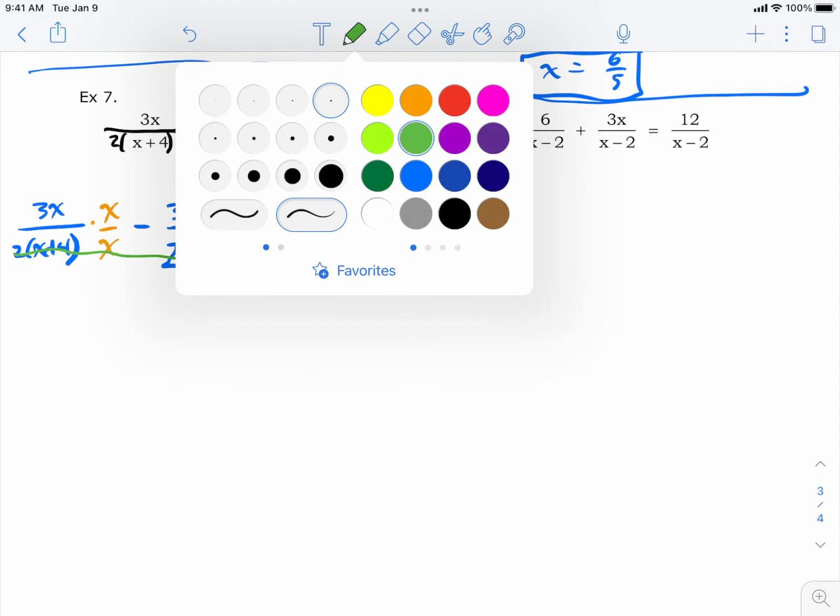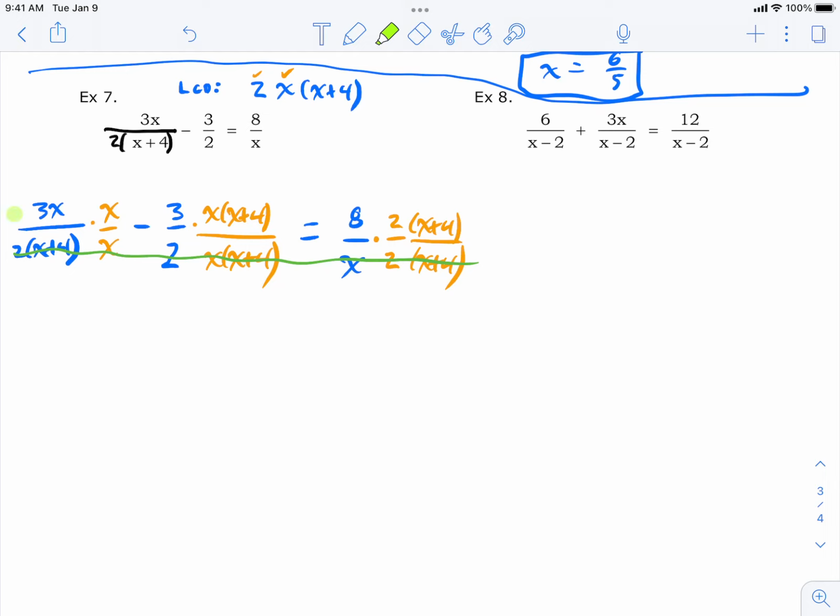So anyway, now that all the denominators are matching, I can pretty near ignore them and just look at the equation across the top. Reading across the top, I got 3x times x minus 3x times x plus 4 equals 8 times 2 times x plus 4. Okay, here we go. 3x times x, let's just call that 3x squared. Now this next thing, remember this is a negative, so it's like having a negative 3x multiplying an x and multiplying a 4. So negative 3x times x is a negative 3x squared. Negative 3x times 4 is a negative 12x.